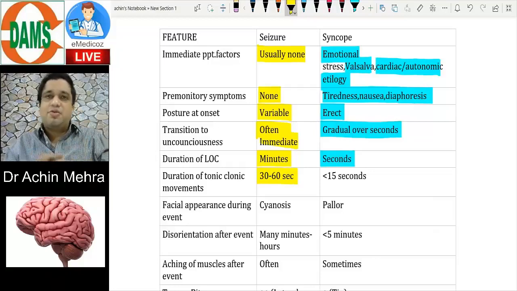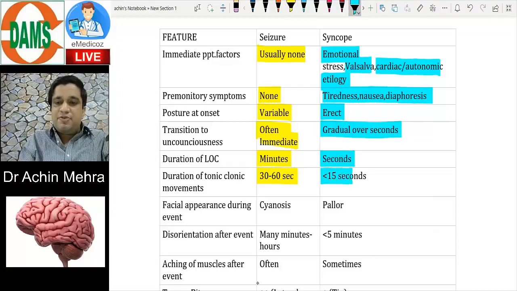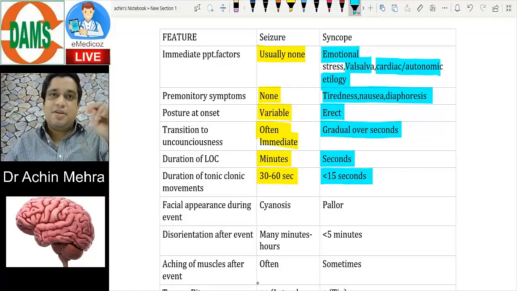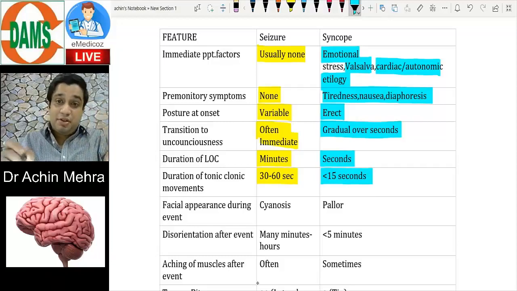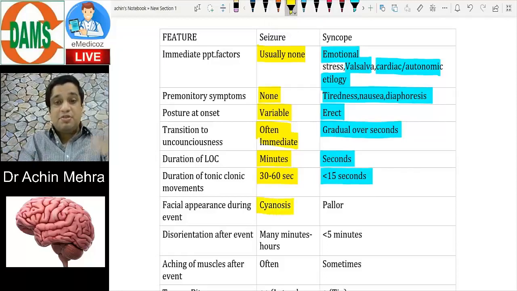A seizure can go on for minutes, while a syncopal attack will last less than 15 seconds. The word tonic-clonic is already written here, but it's more likely to be a myoclonic jerky movement, which can be a clonic movement also. Facial appearance is important. A seizure episode is going to show cyanosis because in the tonic phase cyanotic spells occur.